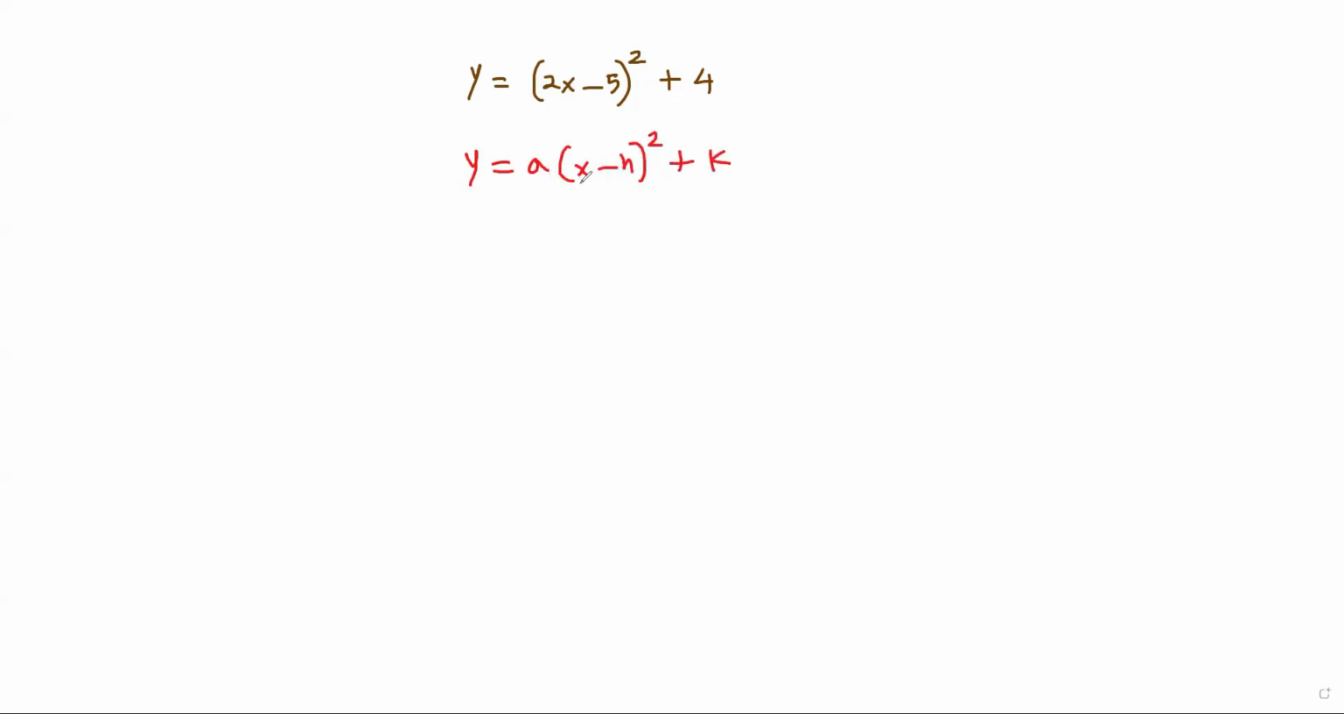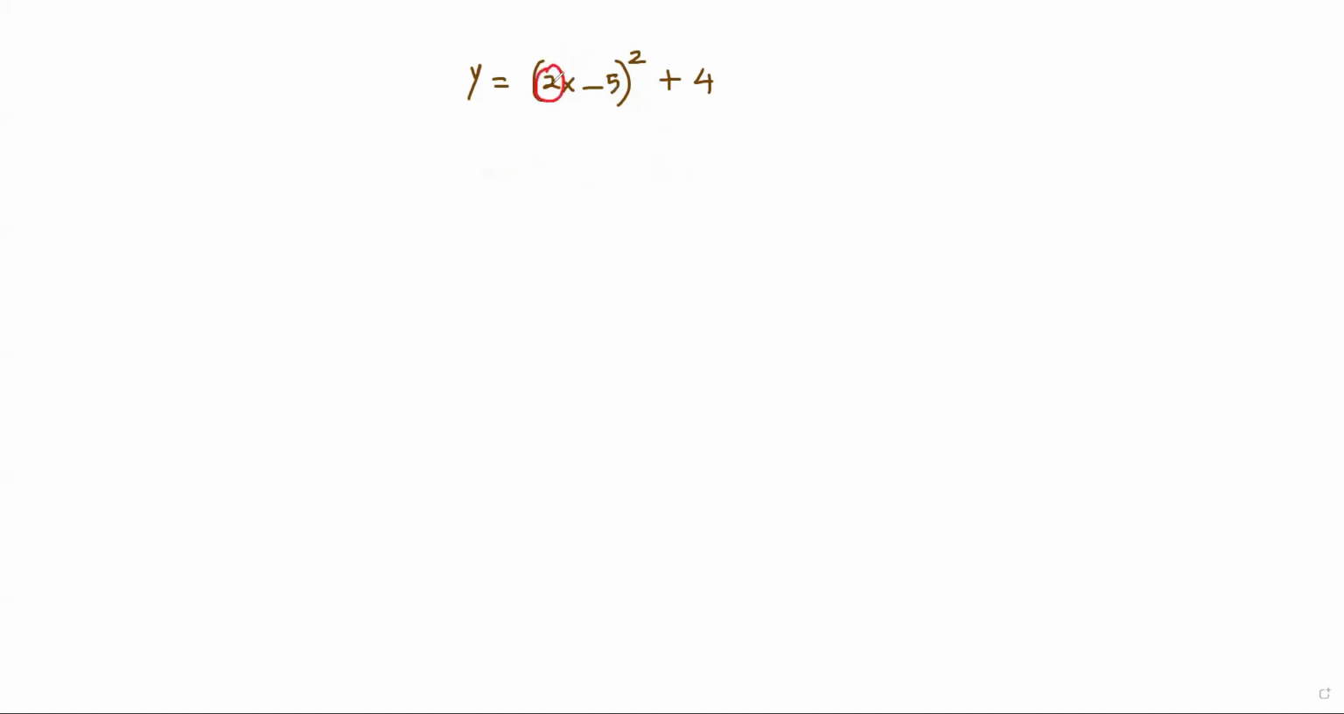Here in the vertex form, the coefficient of x inside the parenthesis is just 1. But in our quadratic function, the coefficient of x is 2. In vertex form, inside the parenthesis, the coefficient of x always has to be 1. But in our function, it's 2. So we should try to get rid of this coefficient 2. So we have to make the coefficient of x inside the parenthesis 1.